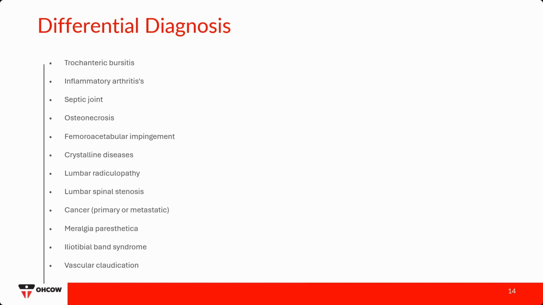This could be a primary bone cancer in the region or a soft tissue cancer, or it could be a metastatic cancer, for example, cancer that spreads from the bowel or the lungs to the bone, and that could be your first presentation. Meralgia paresthetica, this is pressure of the superficial nerve in front of the thigh.